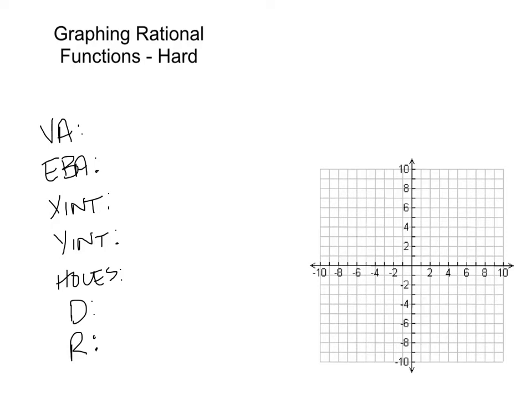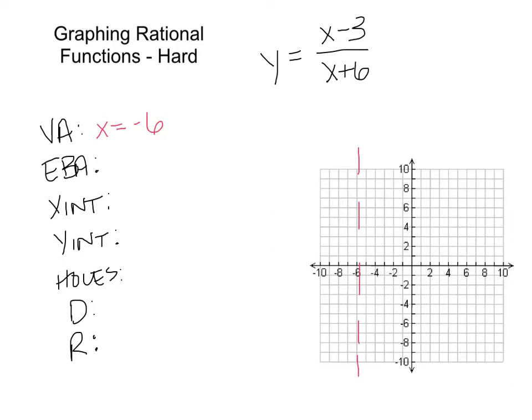So let's start out with a function. Let's graph the function y equals x minus 3 over x plus 6. This is a good way to get us started to remember how to find all of these things. Now, this does not need to be factored any further, so I can go ahead and start finding all my things. Vertical asymptote is where the denominator equals 0. So in this case, it's when x is negative 6. So I'm going to go ahead and graph that.